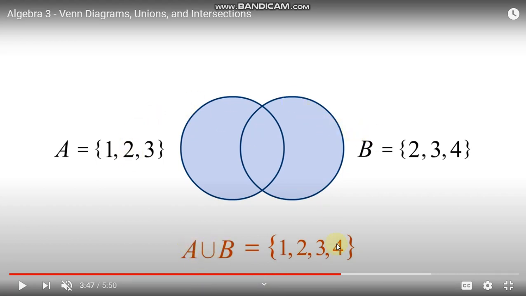But A union B is the collection of all the elements. Therefore, you can observe here we have shaded the entire region. Those 1, 2, 3, 4 are present in the entire region. So the union of A and B is {1, 2, 3, 4}. Okay, that you can observe as the union of the two sets.